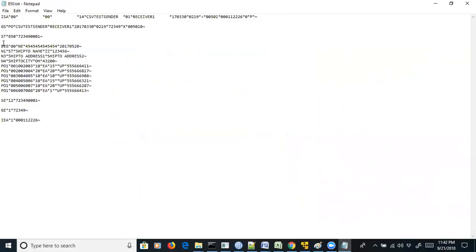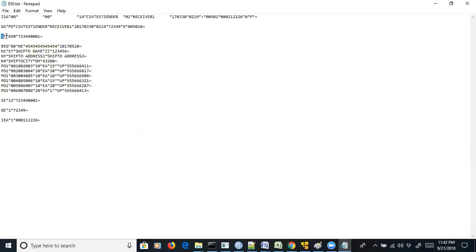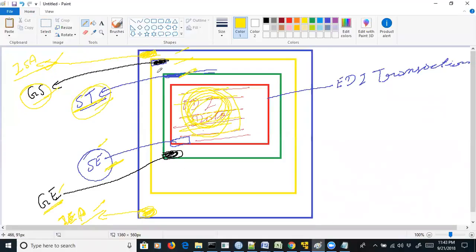Okay, so this is your purchase order, one purchase order. Got it? This one purchase order is surrounded with ST and SE, which is your transactional envelope. Then you have your group envelope. The group envelope surrounds similar types of transactions.